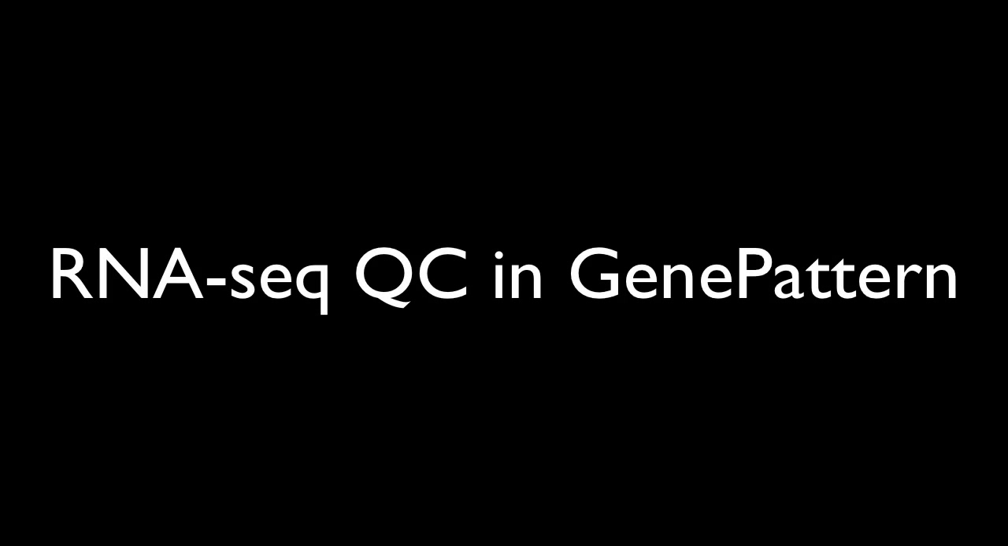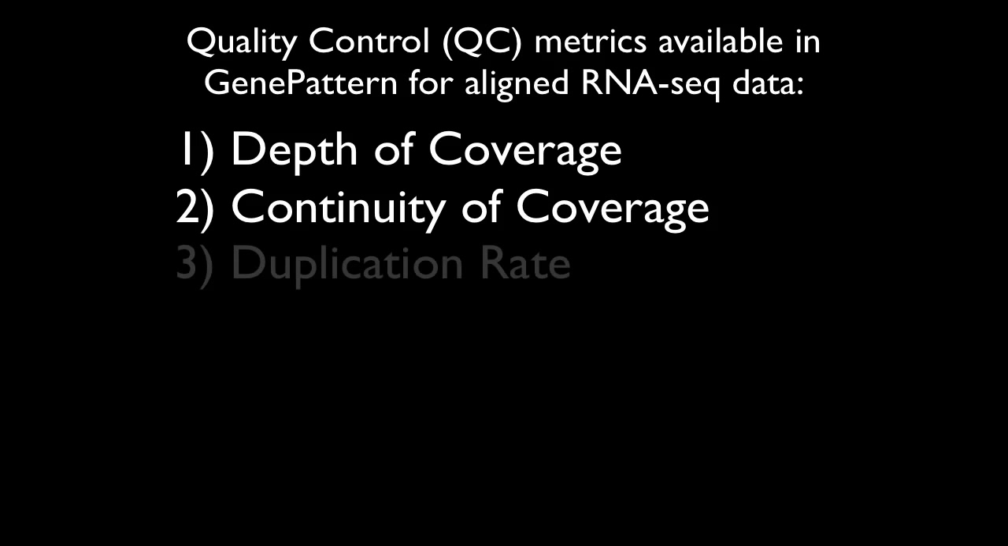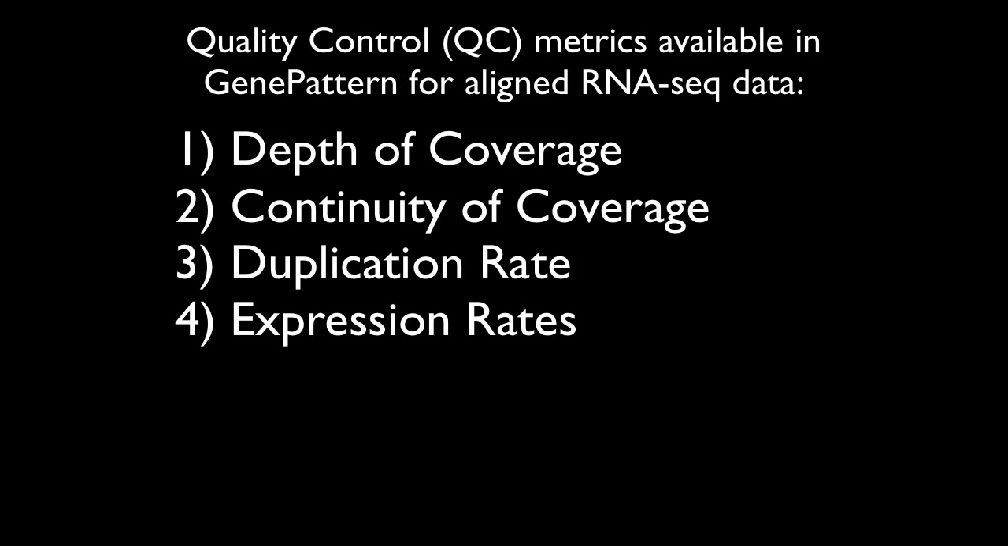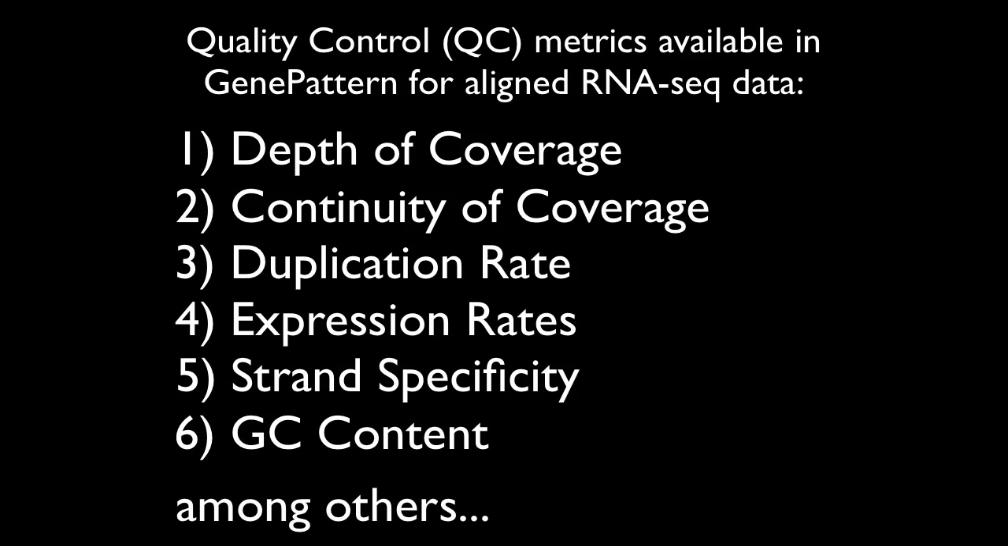It is important to examine the content of aligned RNA-seq data files before continuing with further analysis, in part because the results of that investigation may, in fact, point you toward how you should best analyze your data. GenePattern provides modules to calculate such quality control (QC) metrics, such as depth of coverage, continuity of coverage, duplication rate, expression rates, strand specificity, and GC content, among others.